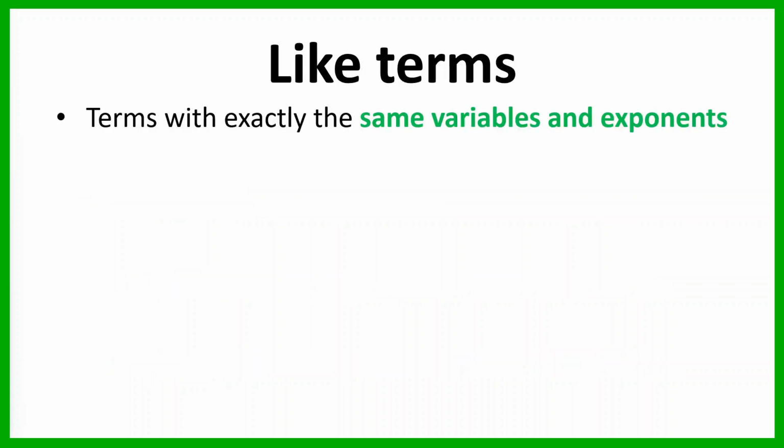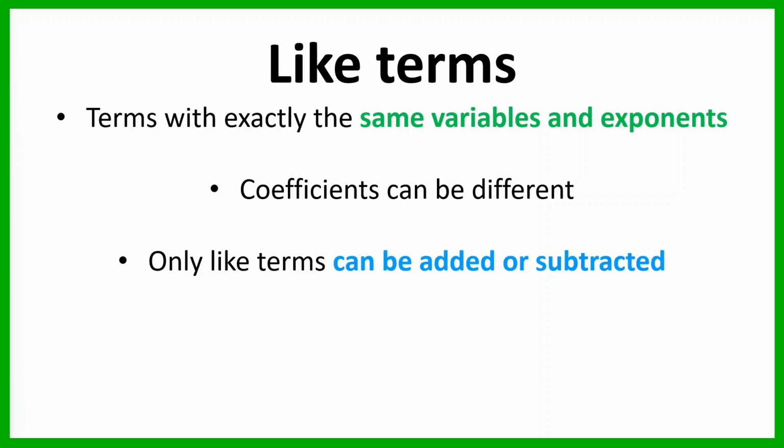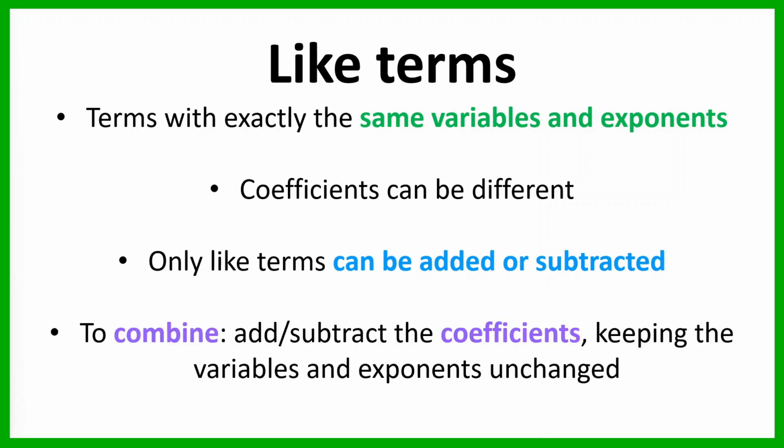Like terms are terms that have exactly the same variables and exponents. Their coefficients can be different though. As long as the variables and the exponents are the same, they are like terms. Only like terms can be added or subtracted. And in order to combine like terms, we need to add or subtract the coefficients, that's the numbers in front, keeping the variables and the exponents unchanged. And we're going to practice that a little bit later.